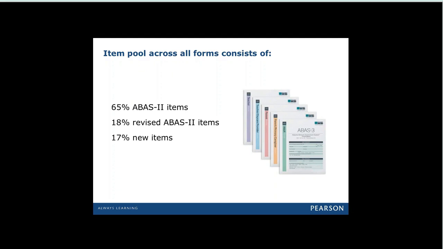So overall, in terms of the item pool that's available across all of our forms, about 65% of the ABAS-2 items were retained, 18% were revised, and 17% of the items are brand new for the 3rd edition. So a little bit of the same old, but certainly quite a lot of change. 35% of the items have obviously been revised and modernised, and brand new items included in that.